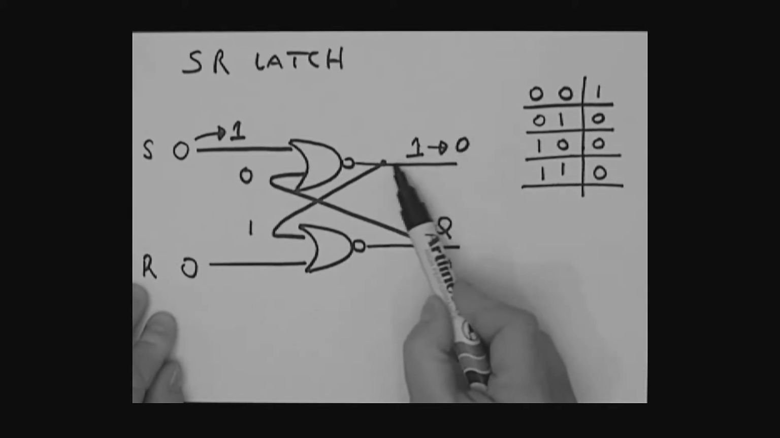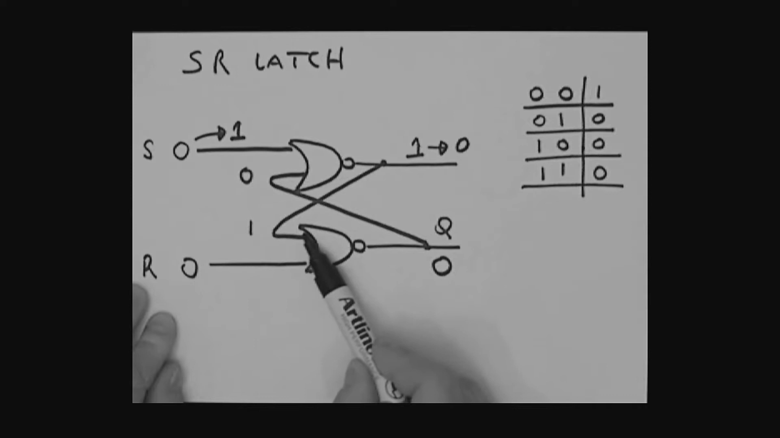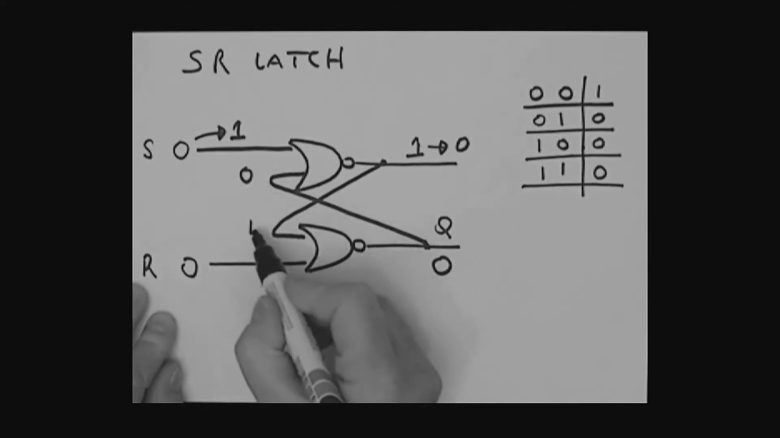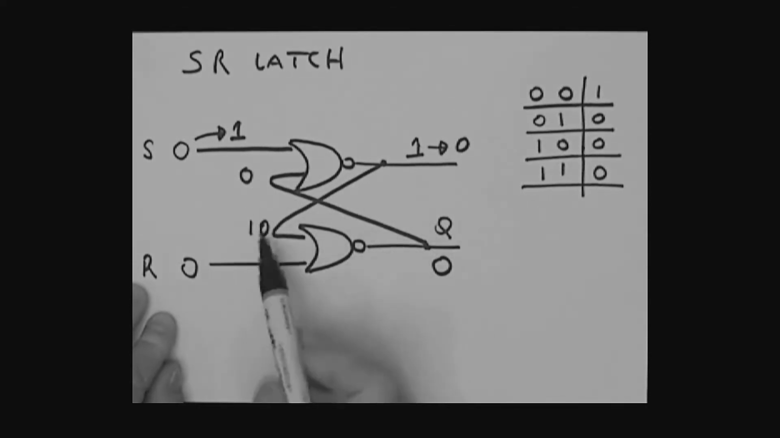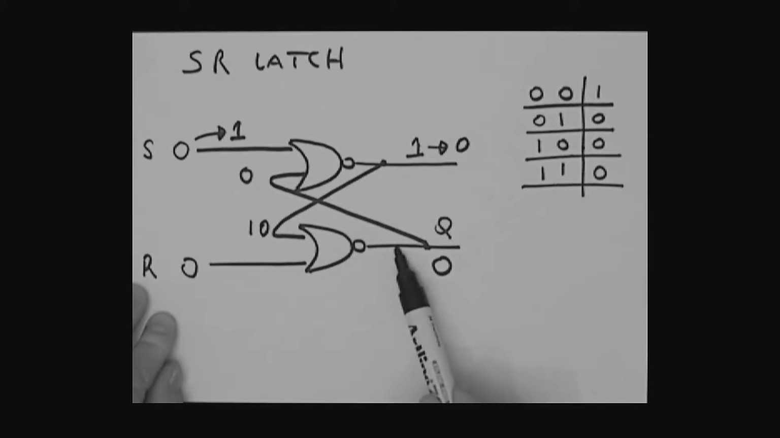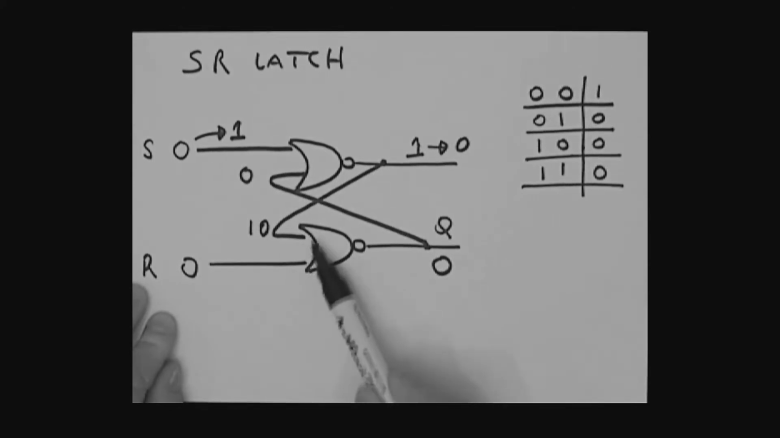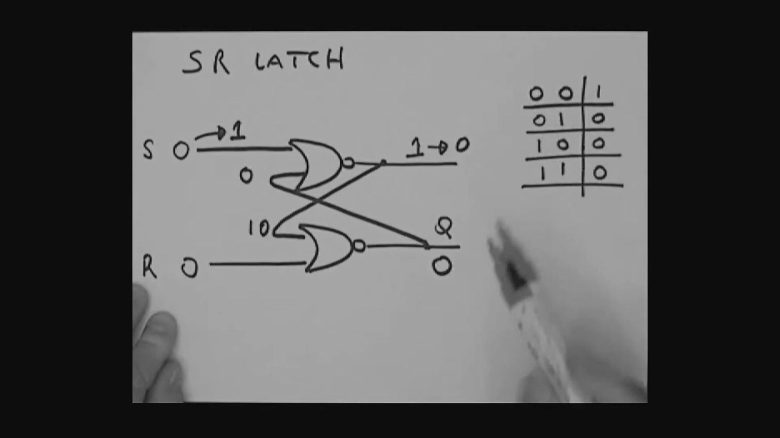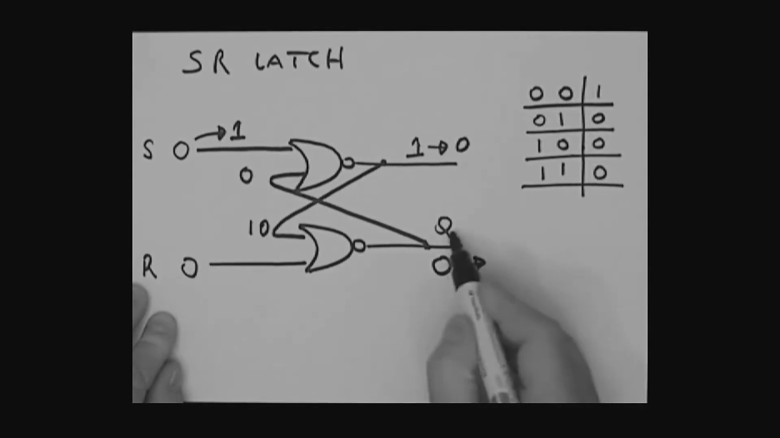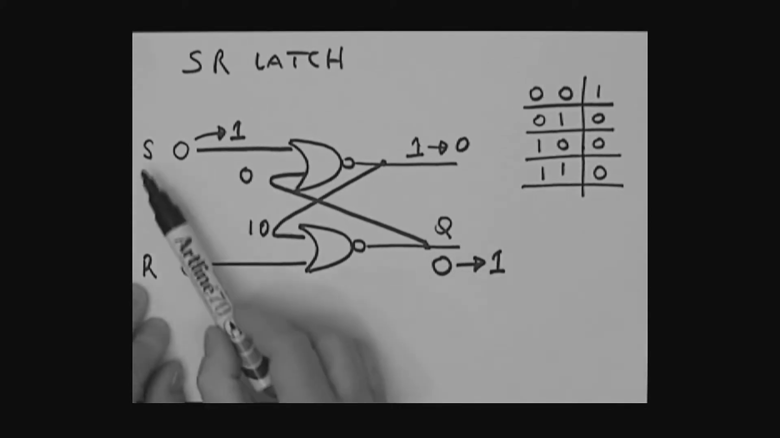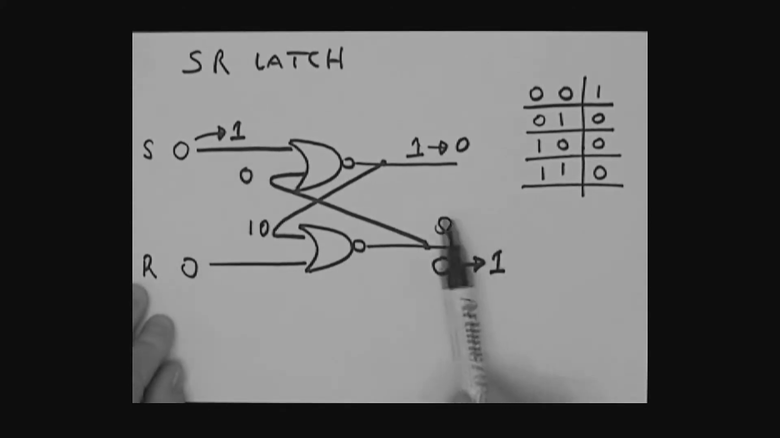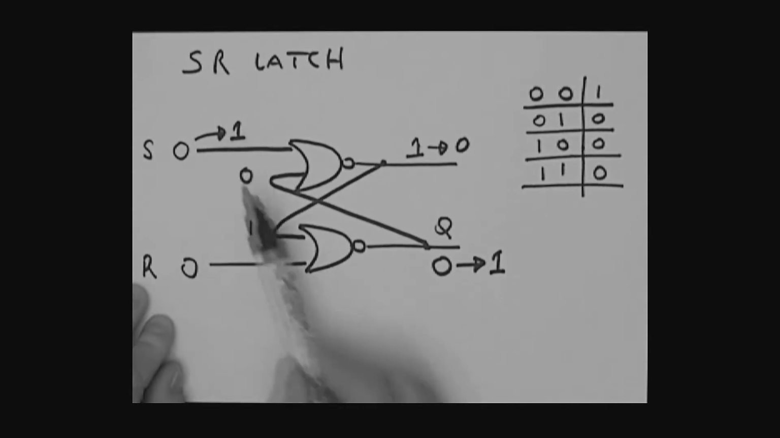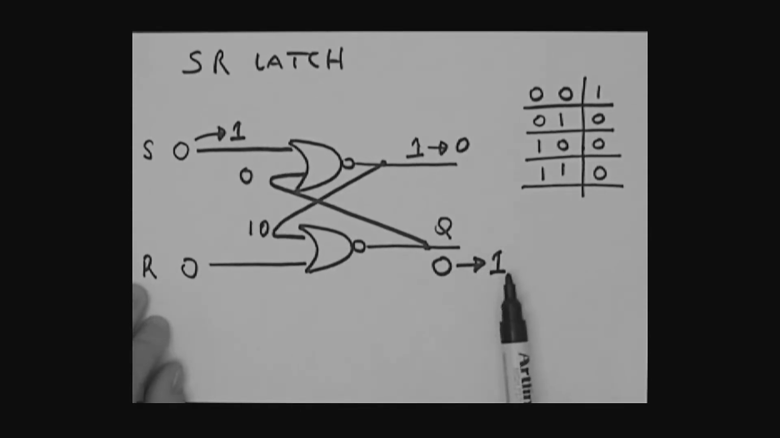Now that 0 is fed back to the input of this NOR gate, so this 1 changes and becomes a 0. I now have a 0, 0 at the input of this NOR gate. What's the output? Let's look: 0, 0, output goes to a 1. And so the Q value now goes to a 1. Basically, I've now set, or latched, the SR latch to a 1 condition, okay?